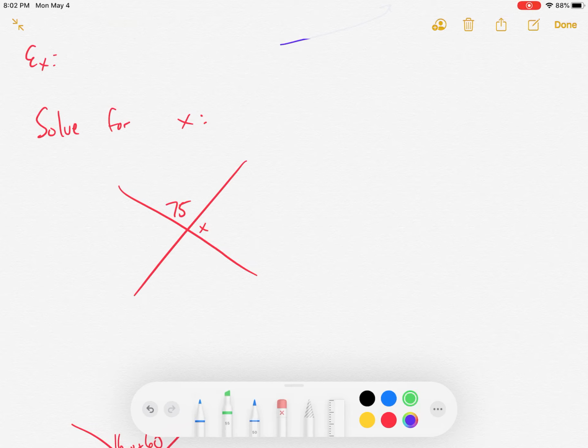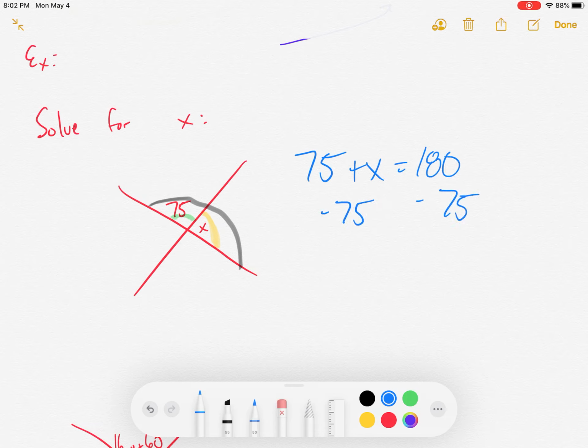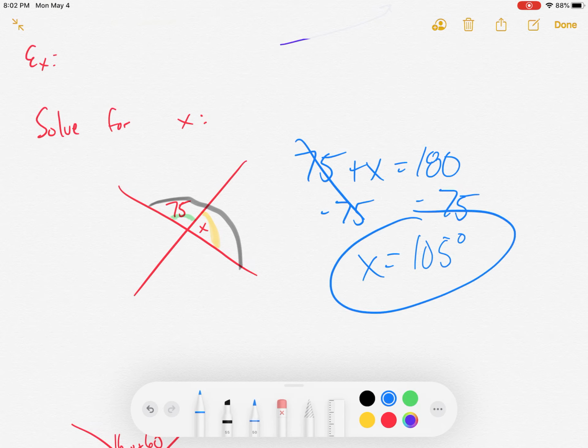So this first example says solve for x. Again, we can clearly see that this green angle along with this yellow angle are going to add up to be 180 because the green and the yellow angle make up this entire black angle, and we can assume that those form a straight line. So we would say 75 plus x equals 180. So to get x by itself, minus 75, x equals 105 degrees in this example.